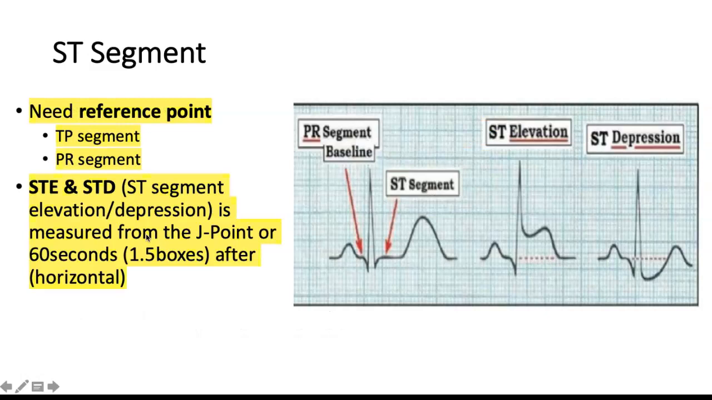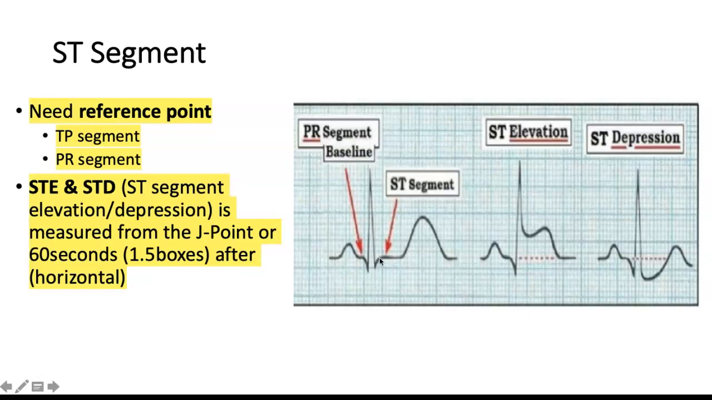So to measure the ST segment, after you found the J point and you found that first horizontal inflection, we measure the ST segment elevation or depression from the J point. We compare this to a reference point. The reference point is typically the PR segment. Some resources will say the TP segment, but the American Cardiology Association recommends use of the PR segment.